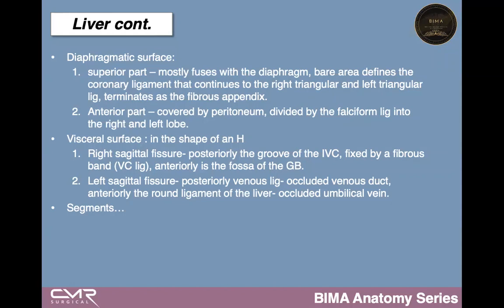Anteriorly is the gallbladder fossa, whereas on the left sagittal fissure, posteriorly you've got the venous ligament, which is the occluded venous duct. It's a remnant of it rather. And anteriorly you've got the round ligament of the liver, which is the remnant of the occluded umbilical vein. I'm not going to test you on what time frames those things shut, but something that you guys need to know.